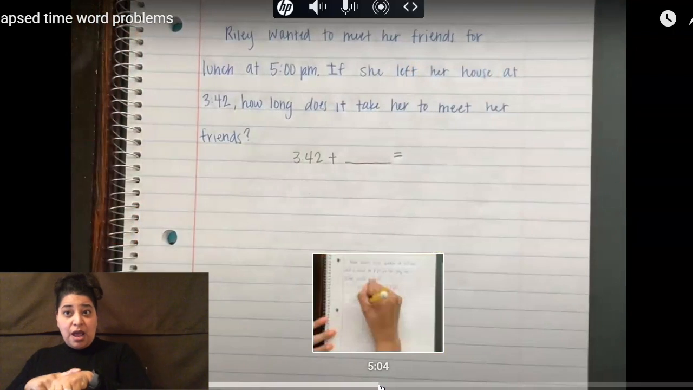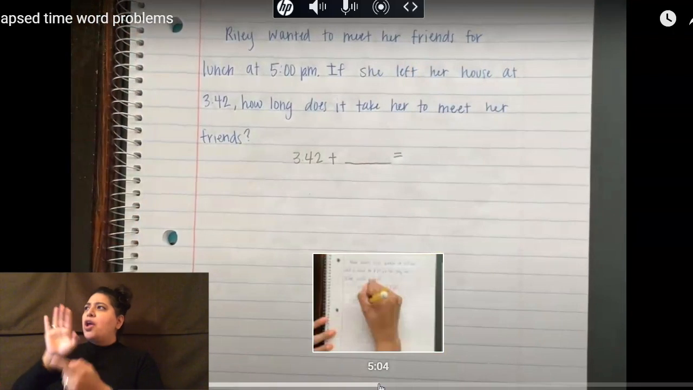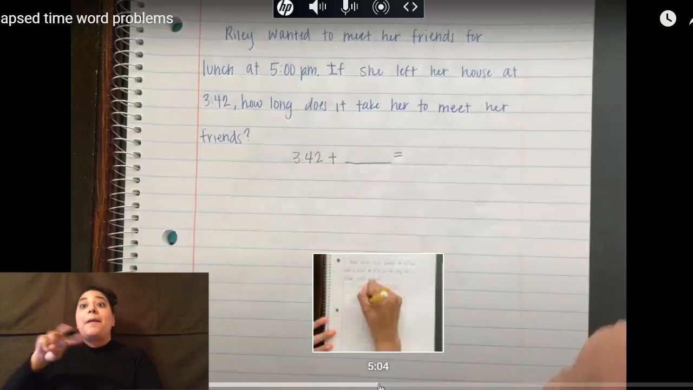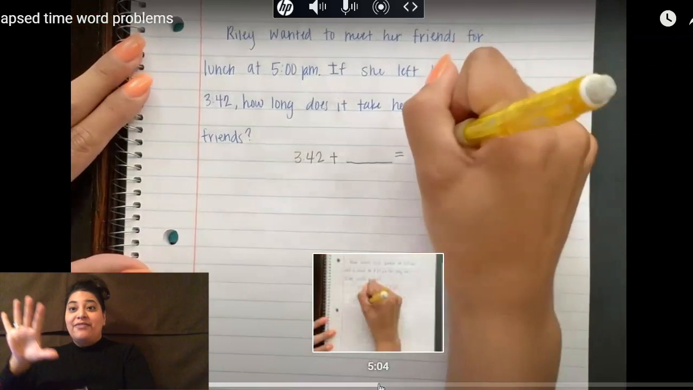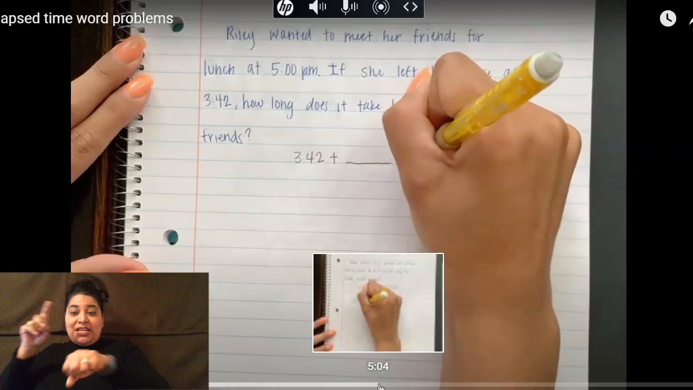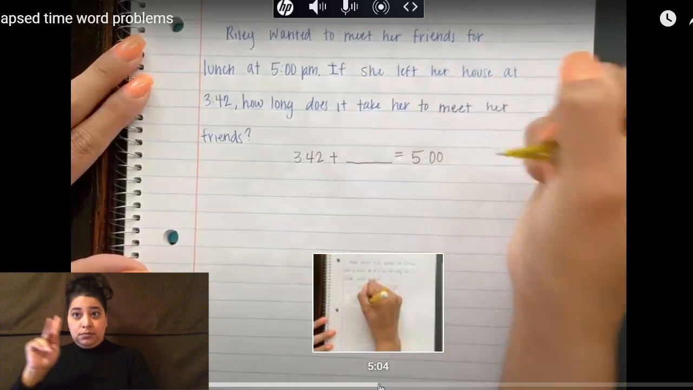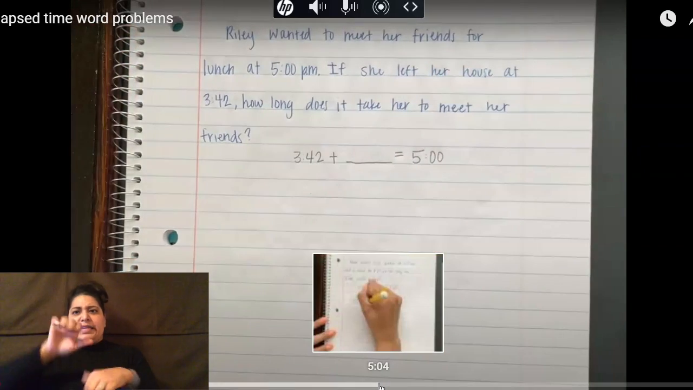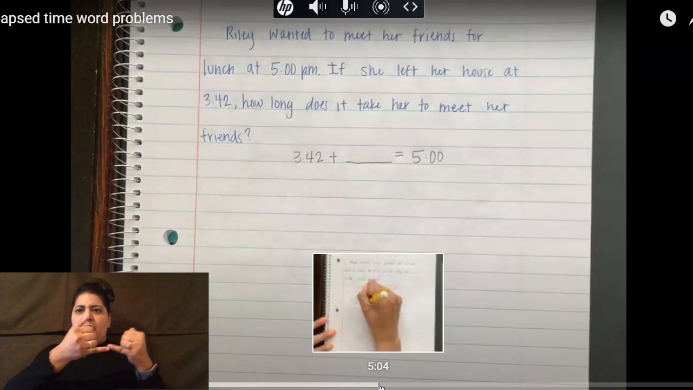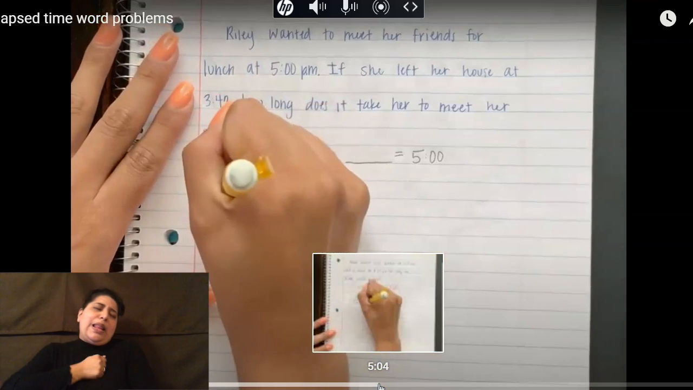And do we have an end time? Riley wanted to meet her friends for lunch at 5 p.m. So that means she needs to be there by 5 p.m. So that's going to be our end time. Okay. And now we're going to have to set up our number line because we're third graders and we love to use number lines because they are so easy. Okay, so let's go ahead and do that.